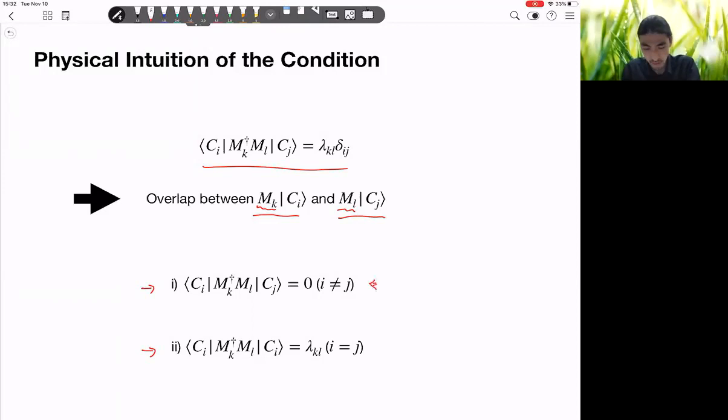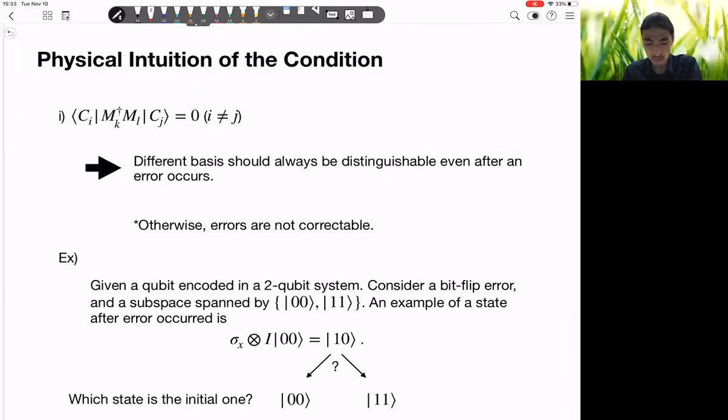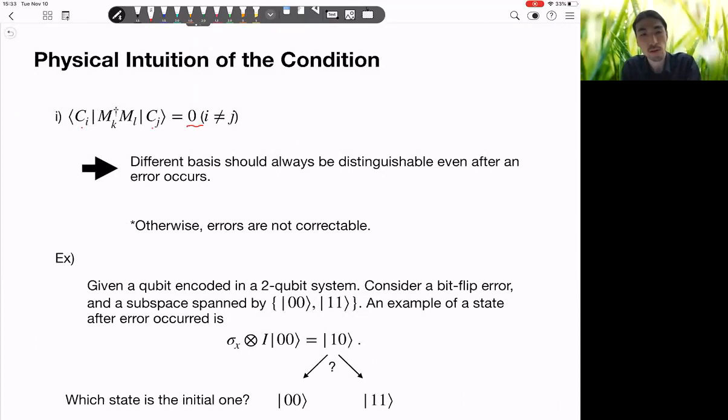First is the case when the initial states are different. And in this case, the two initial states are the same. So when the two states are different, it should be zero. This is the important point for correctability. What this says is that different basis states should always be distinguishable even after an error occurs. If this is not true, then the error cannot be correctable.